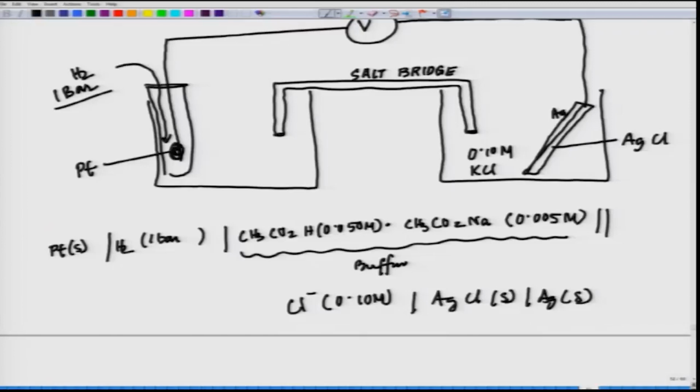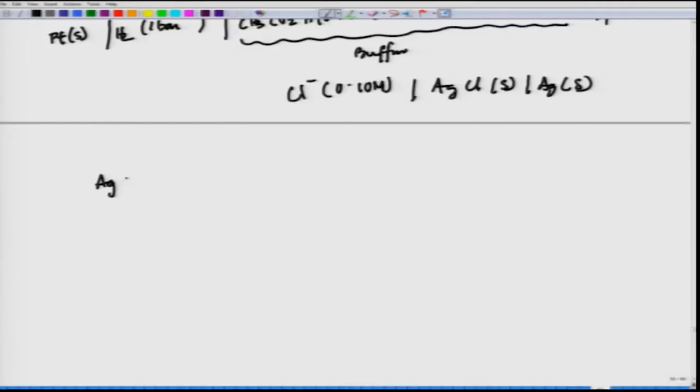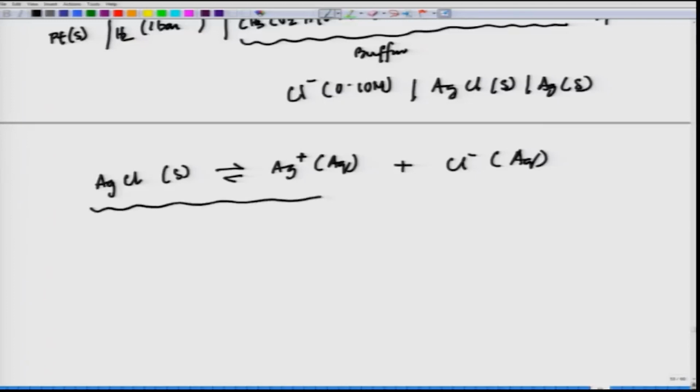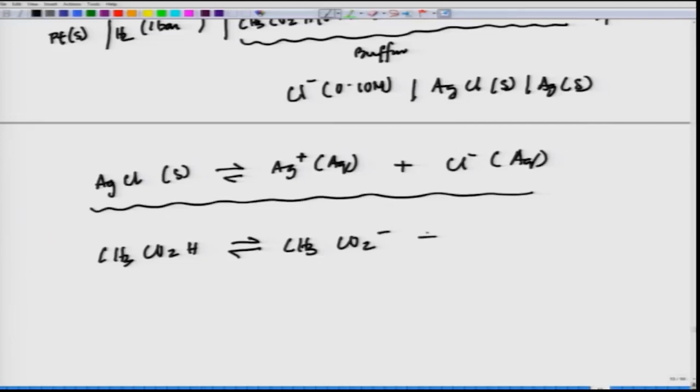Okay. So, now we allow the half cell to stand long enough to come to chemical equilibrium within each half cell. For example, on the right hand side, AgCl solid is coming into equilibrium with Ag plus aqueous plus Cl minus aqueous. Okay, it is at equilibrium. On the other hand, on the other side, CH3CO2H is coming into equilibrium with CH3CO2 minus plus H plus.